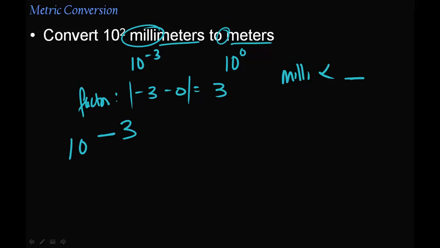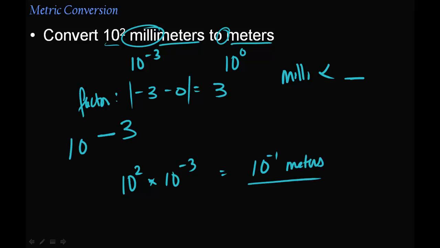So we can then just multiply our original number by our conversion factor, 10 squared times 10 to the negative 3. Be careful, remember the rules of multiplying things with exponents. You add the exponents, so this gives us a final value of 10 to the power of negative 1. And in this case, it'll be meters.